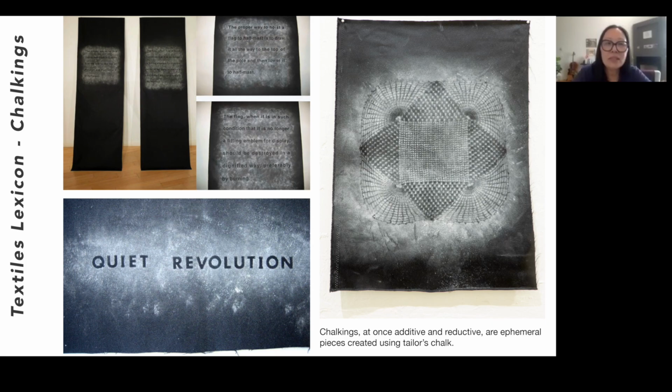The next one is chalkings, and this is done by using tailor chalk. It's a lot of stenciling. I use text. The piece on the right is from a vintage doily collection that I have. And again, that's referencing women's work. It's referencing textiles. All of it is very delicate and impermanent as well.